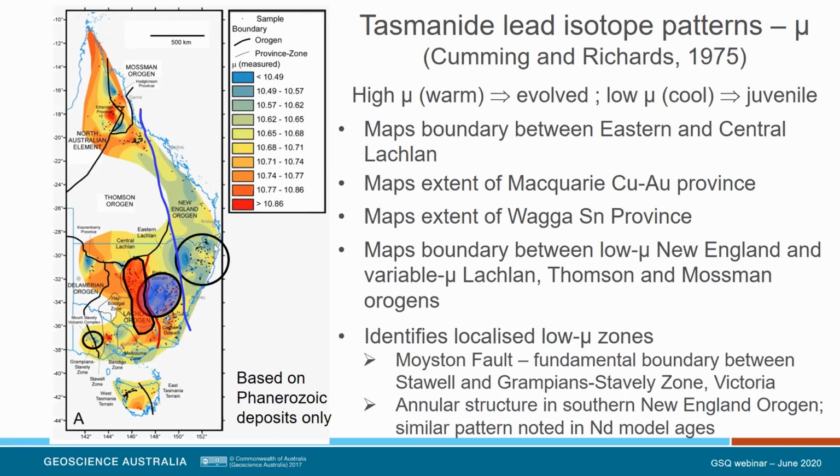The other thing is, at a more local scale, it identifies the Moisten Fault as a fundamental boundary between the Stawell and the Grampian Staveley zone in Victoria, and that's shown in this little area through here. And it also shows you quite a complex structure in the New England origin. And we see a similar sort of pattern in the neodymium model ages, and it actually corresponds quite well to the ore cline that's been mapped in the New England area.